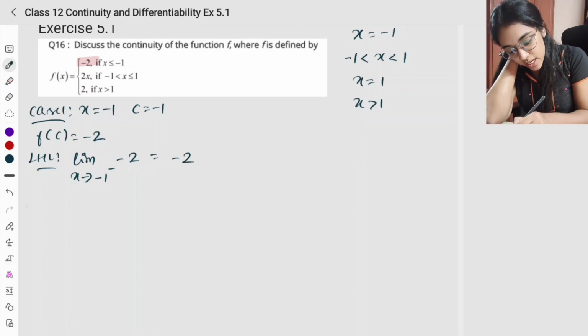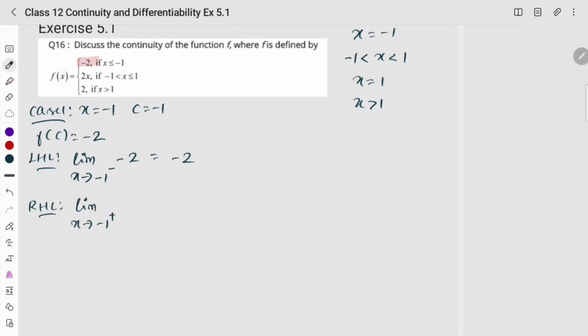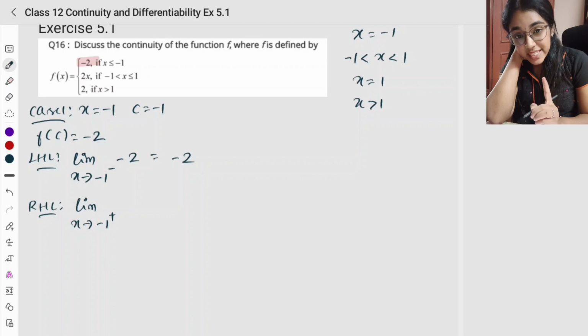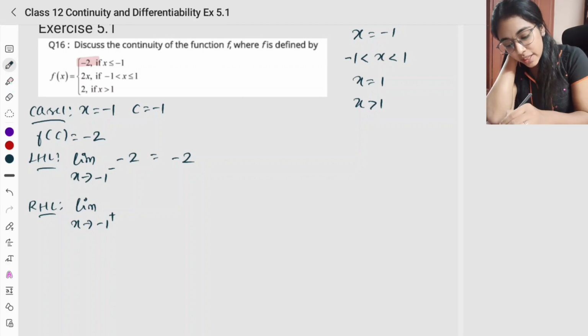This is left hand limit. Now right hand limit enna agum? Limit x tends to -1 plus, -1 is the value. So plus is the way to represent that it is a right hand limit. Correct? Now right hand limit la value enna? I'll mark it with a different color. So I have right hand limit na -1 ku it is going to be 2x, and I'll also mark the other color in gray. X greater than 1 ku three different values ku three different colors mark பண்ணிட்டேன்.